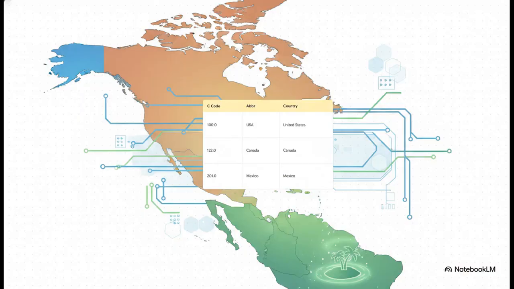From that baseline of 100.0, the numerical sequence just flows outward. You can see Canada right nearby at 122.0, and then the numbers flow southward, down to Mexico at 201.0. But look closely at that little detail tucked right next to Mexico, includes Isla de Cozumel. That tiny operational note actually hints at a massive challenge for the system, which brings us to our next point.